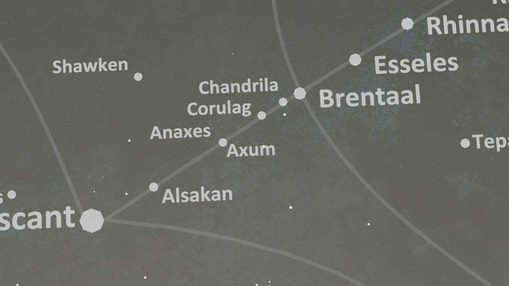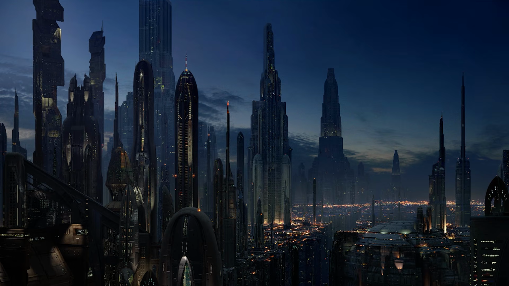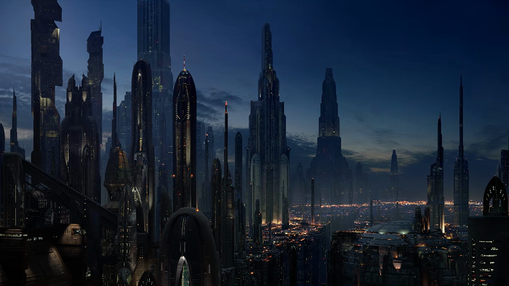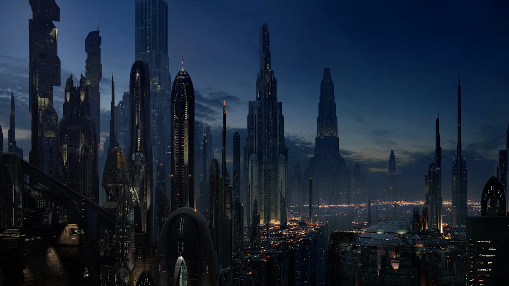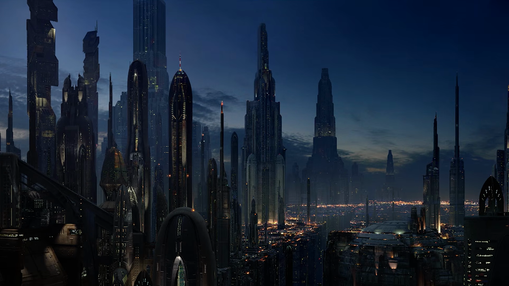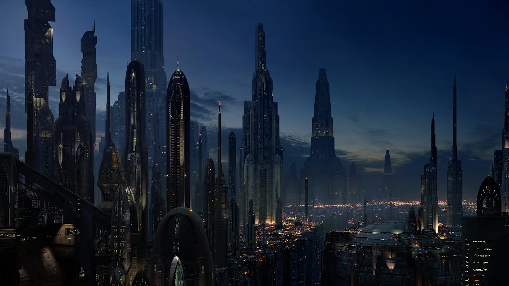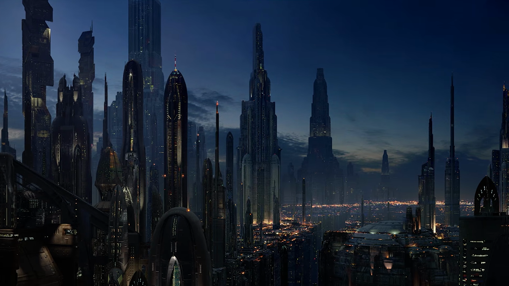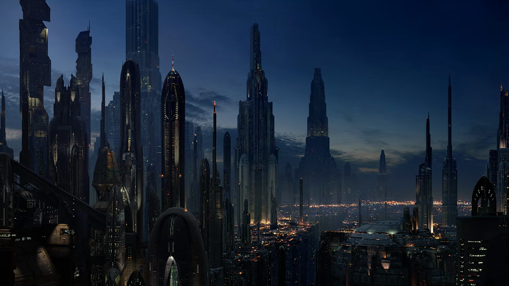intersecting the Perlemian at Brentaal and taking away some of the limelight from Coruscant, though by this point Coruscant was already much more highly populated and important for other political reasons, so while it definitely added to Brentaal's usefulness and economic position, it didn't necessarily take much away from Coruscant. Coruscant had way too much limelight for that.